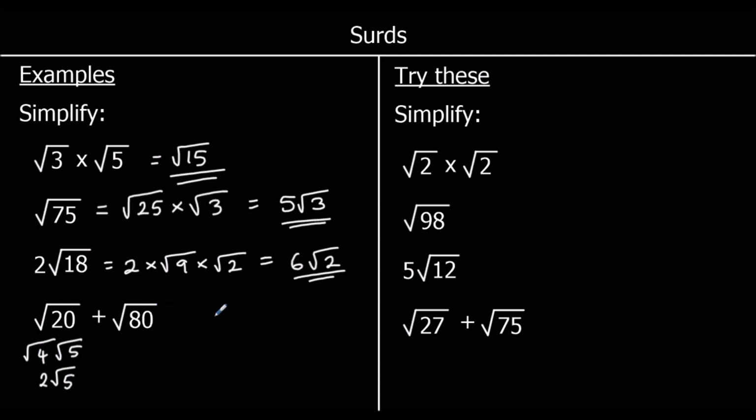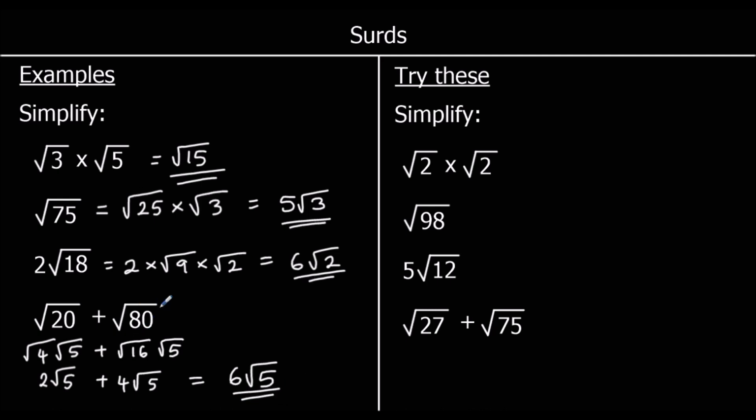And root 80, so the biggest square number that's a factor of root 80 is 16. So I can say it's root 16 times root 5. And root 16 is 4. So that's 4 root 5. So I've got 2 root 5s plus 4 root 5s. So I've got 6 root 5s.